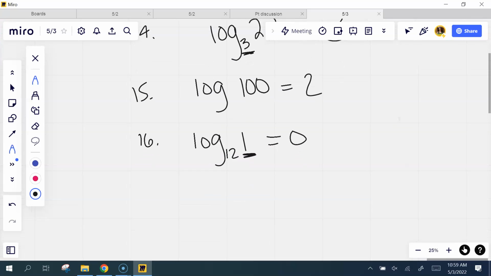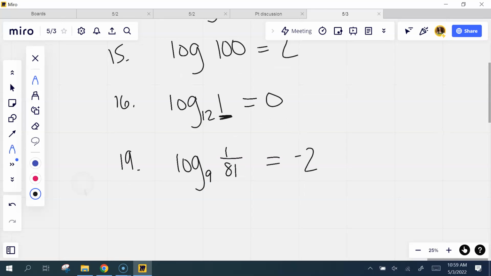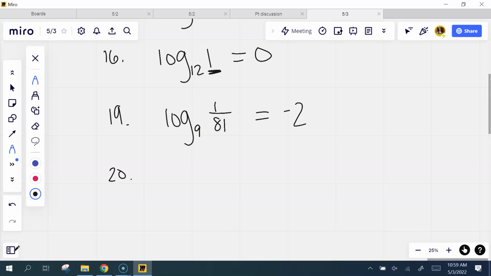How about number 19? I'm going to skip down just a little bit. Let me slow down a little bit. Because 9 to the what power would give you 1 over 81? So because it's a fraction, I need the negative to flip it and then do the second. 20 is a little bit harder.